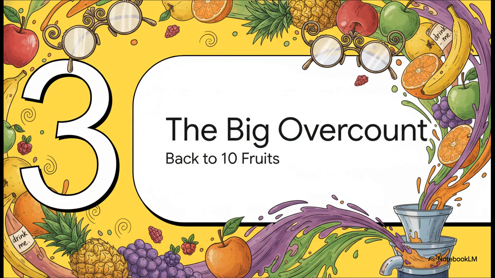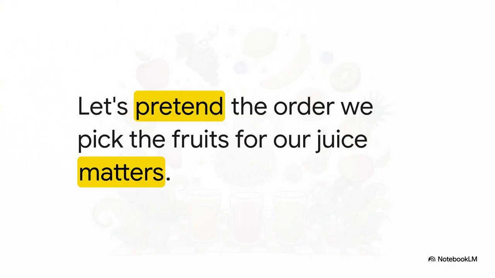Okay, so we've got the basic idea down. Now, let's go back to our big problem with all 10 fruits. But for now, we're going to keep those order-matters glasses on. We're about to make a big overcount, and that's exactly what we want to do. So yeah, just play along for a minute. Let's pretend that putting the apple in first, then the banana, then the cherry, makes a completely different juice than if you put the cherry in first. We both know that's not true in real life, but this little game is the key to everything.